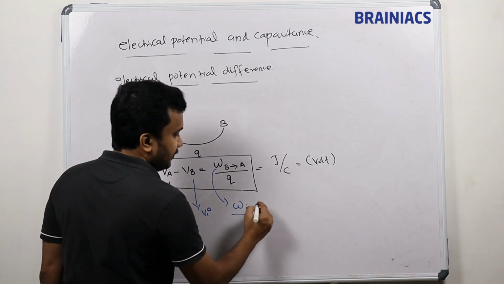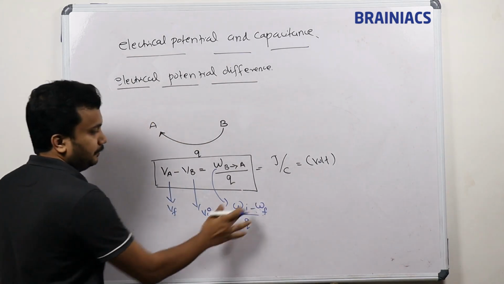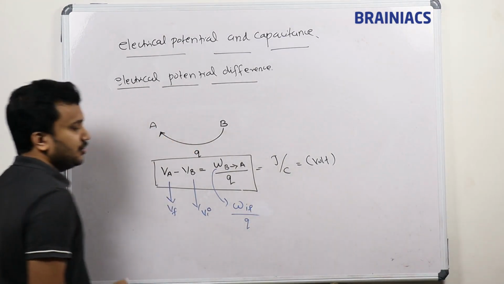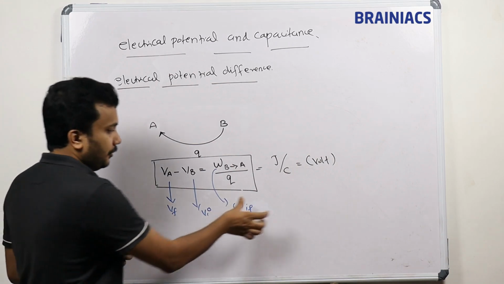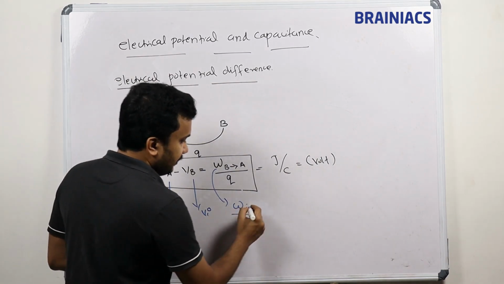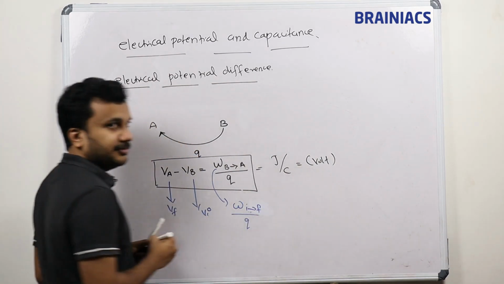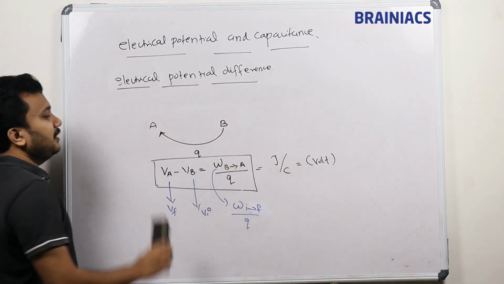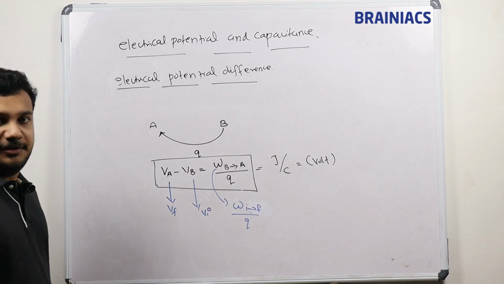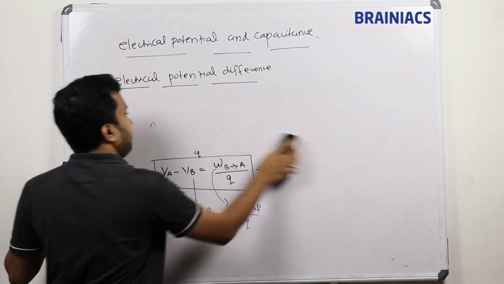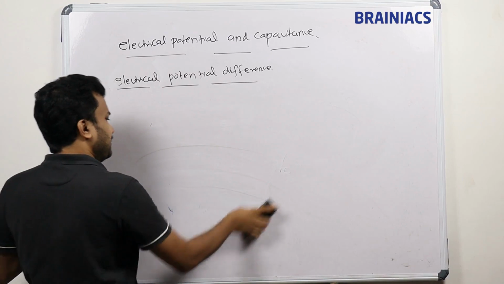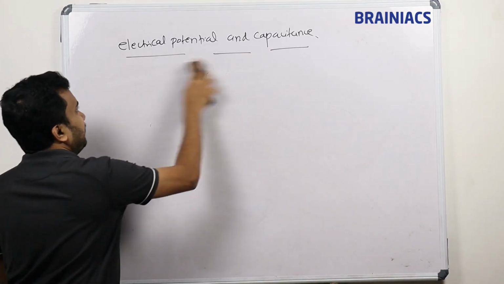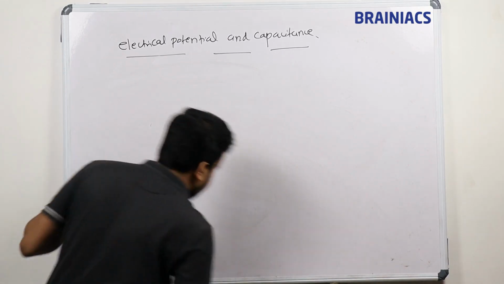Another way of writing this equation is with W from initial to final, W_IF, so you will not get confused. You can put it like this. Hope you understood what electrical potential difference is. It's quite simple. No major stuff, just direct equations and direct concepts.